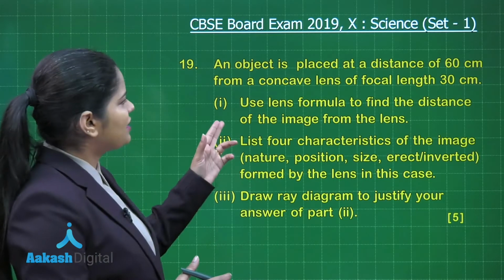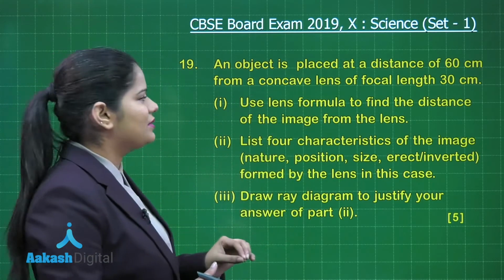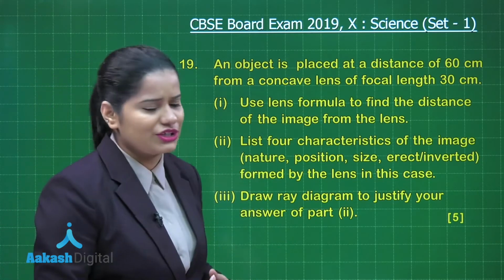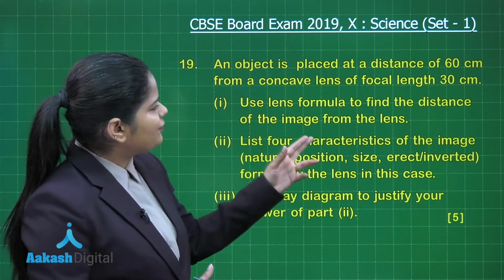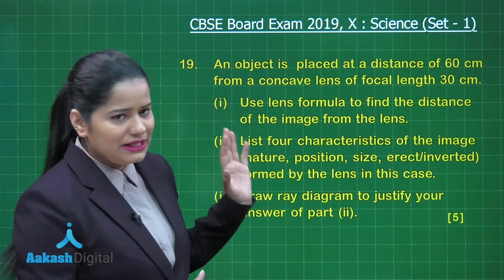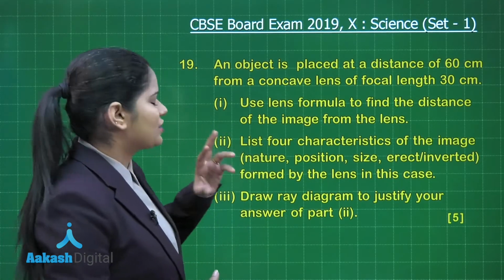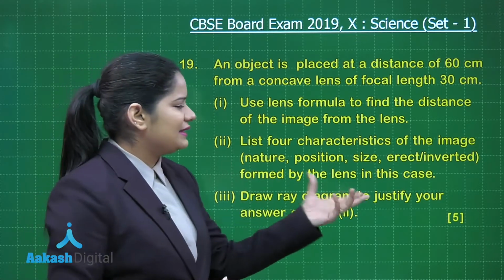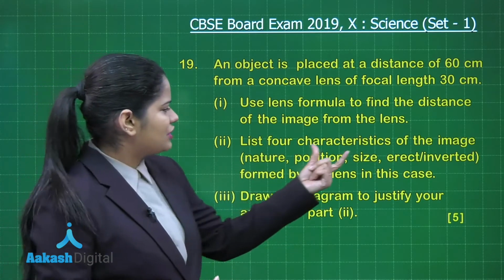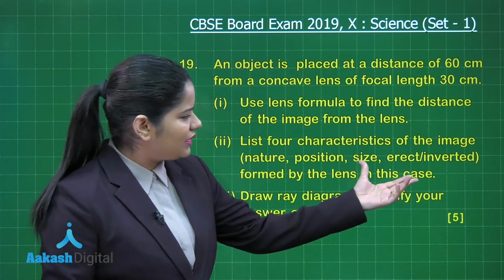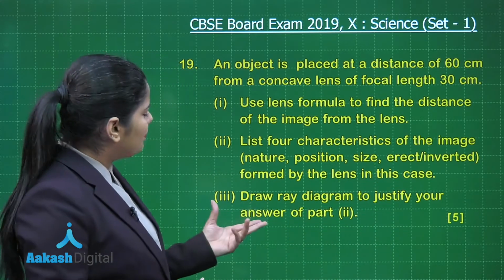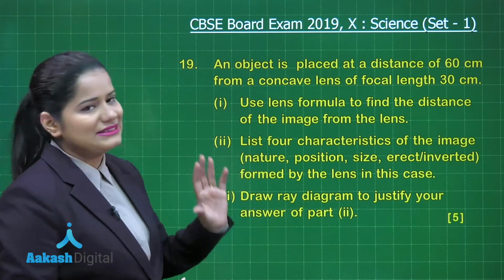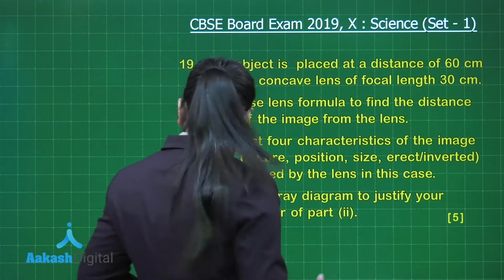This says an object is placed at a distance of 60 cm from a concave lens of focal length 30 cm. The first part of the question wants us to use the lens formula to find the distance of the image from the lens. The second part wants us to list 4 characteristics of the image formed by the lens in this case, that's nature, position, size, and we also need to mention whether the image is erect or inverted. The third part wants us to draw the ray diagram to justify our answer in part second. So let's solve this question.